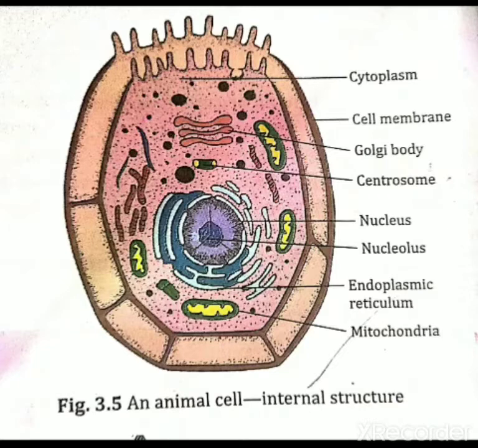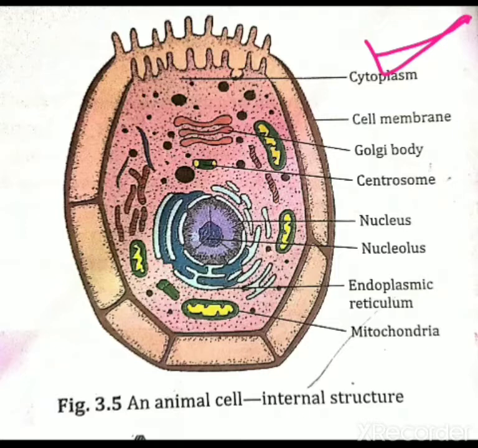You can see here the cell membrane. The cell membrane is present in both plant cell and animal cell. It is a very thin and delicate membrane, and remember it is the outermost covering of the cell. Then your cytoplasm. The cytoplasm is a colorless liquid-like substance which is spread all over the cell.